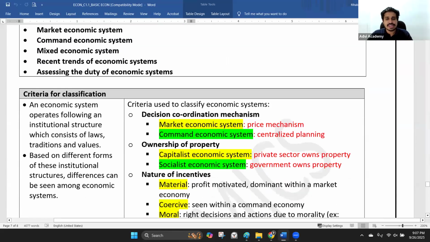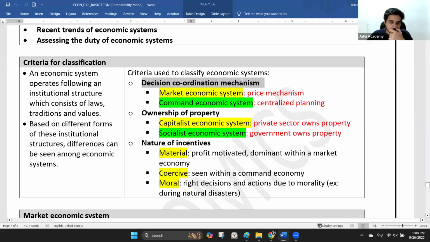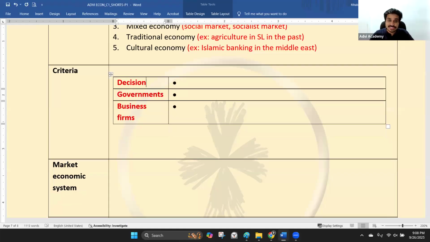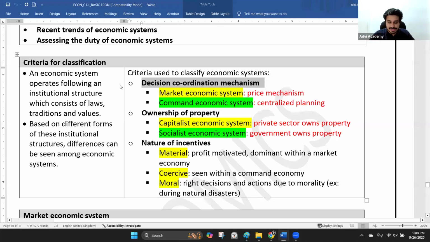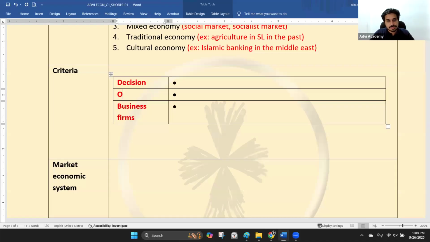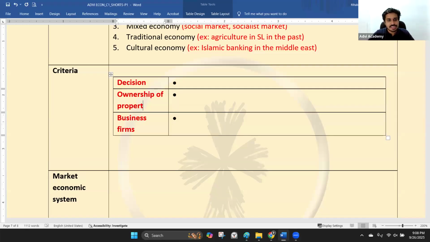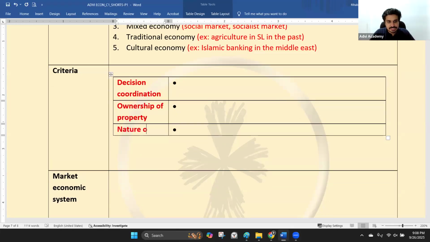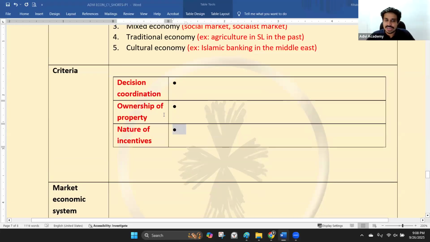Okay, so there are 3 criteria. One is in the form of a decision coordination mechanism. The other one is in the form of ownership of property. Third one is in the form of nature of incentives. So we will say like that based on who takes the decisions. Second one is based on property ownership or ownership of resources basically. So ownership of property, decision coordination, ownership of property, and the third one is nature of incentives. There are 3 ways in which we can break down this criteria.